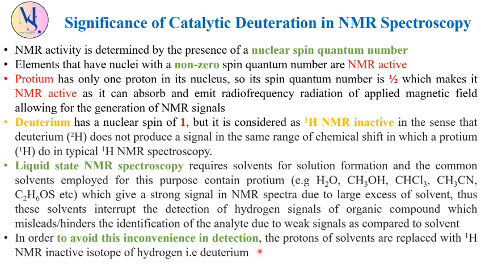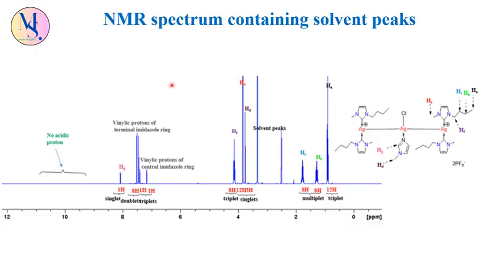So, in order to avoid this inconvenience due to presence of protons of solvent in detection of actual analyte, the protons of solvents are replaced with the proton NMR inactive isotope of hydrogen, that is deuterium, which is inactive in the proton NMR spectroscopy. Here is a representative NMR spectrum of one of the compounds I prepared during my PhD.